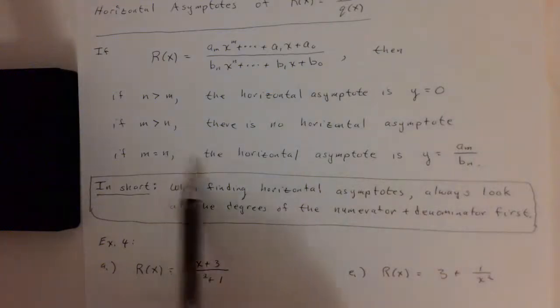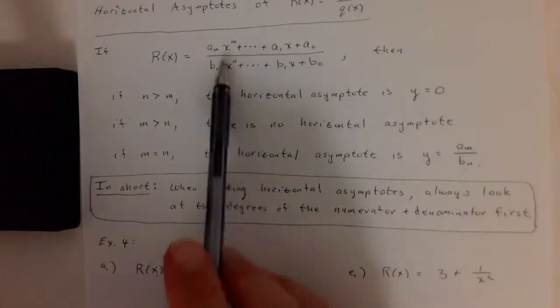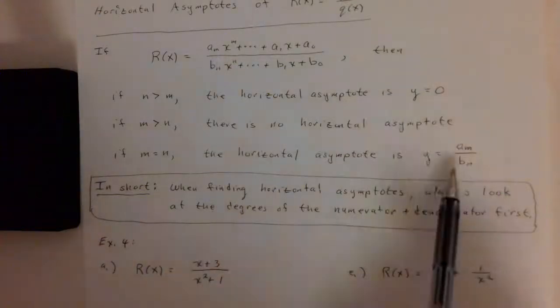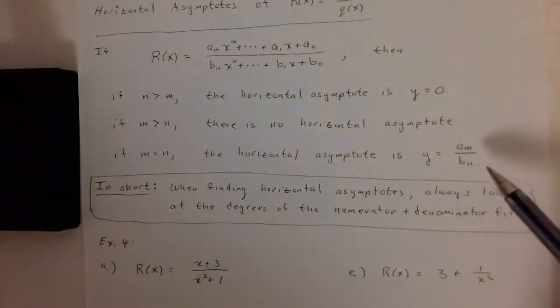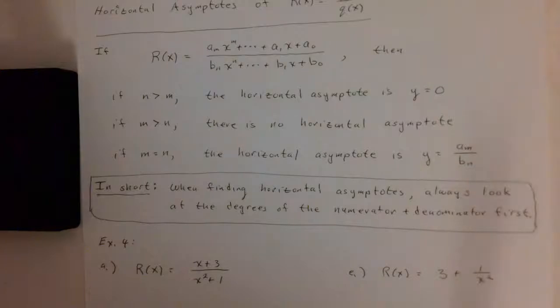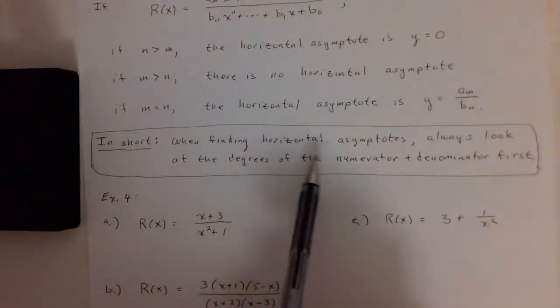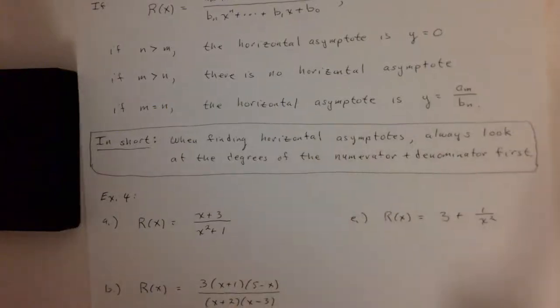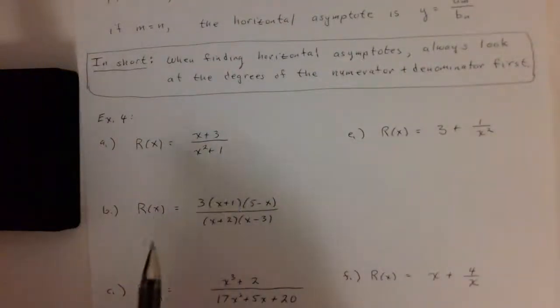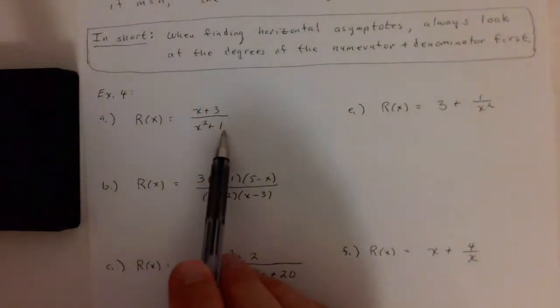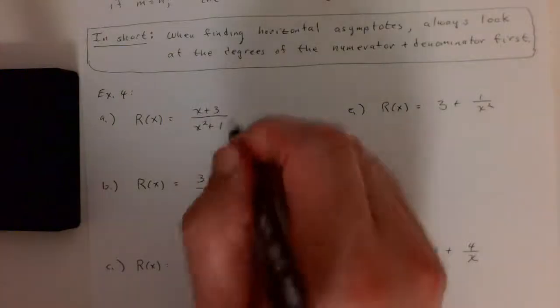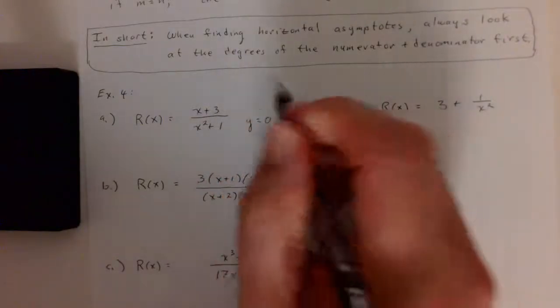And then if the degrees are equal, we look at the leading coefficients and we divide them, and that's going to be where the horizontal asymptote will be. So you only look at the leading coefficients if the degrees are the same. So, in short, when finding the horizontal asymptotes, always look at the degrees of the numerator and denominator first. Going back to our examples, in part A, the degree of the bottom is bigger. This is 2. This is 1. So y equals 0 will be the horizontal asymptote.